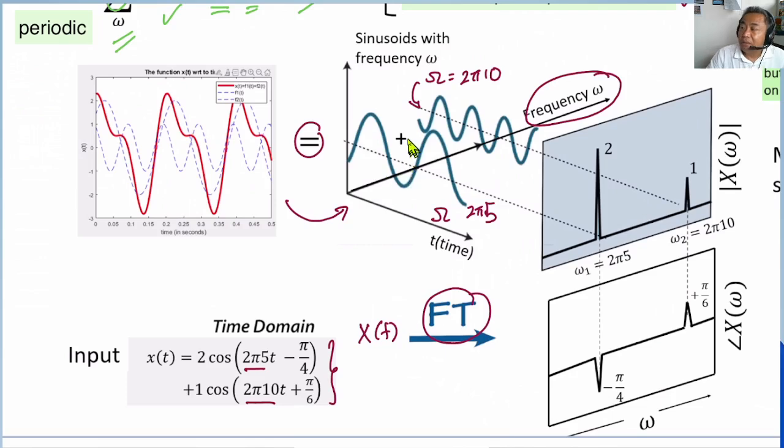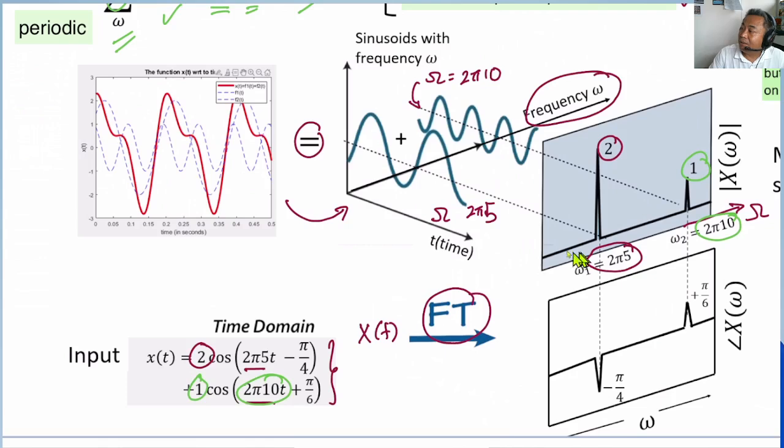Alright, now, we don't like to draw a diagram like this because it's so complicated. Let's have a simpler way to draw this representation. So what's the clever way? Well, we make this axis omega, right? Because see, this is frequency. So this line here is frequency. And at this frequency, omega 1, at 2 pi 5, we're going to draw the amplitude 2, which is this 2 over here. And at omega 2, at 2 pi 10, which is this frequency here, the amplitude is 1. So we draw the 1 here.